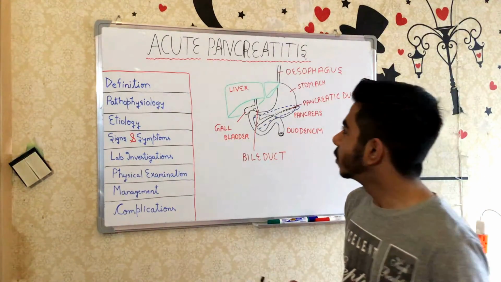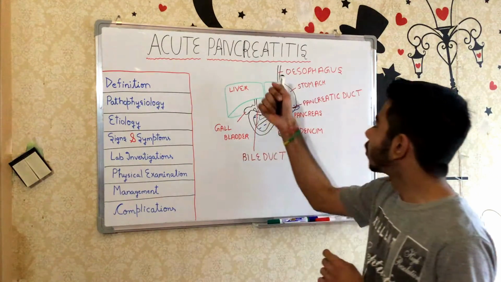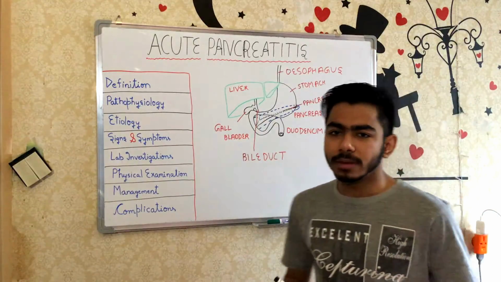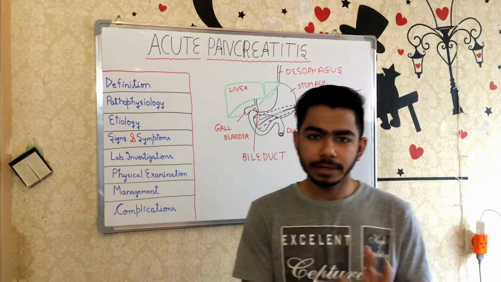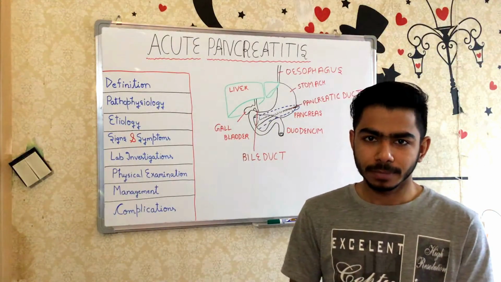So let's start with the definition. Actually, acute pancreatitis, as you can understand from the term pancreatitis, is the inflammation of the pancreas by the autodigestion of its own enzymes.